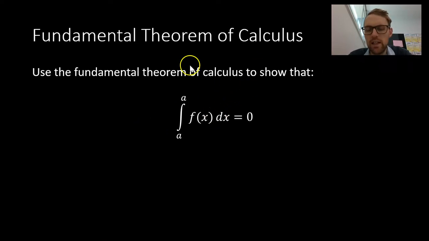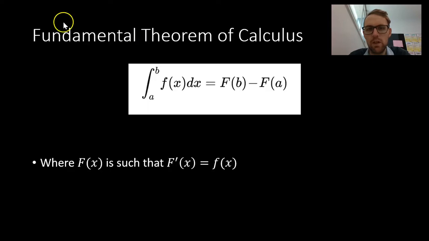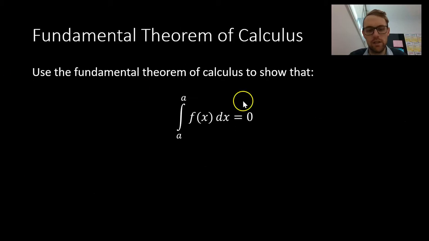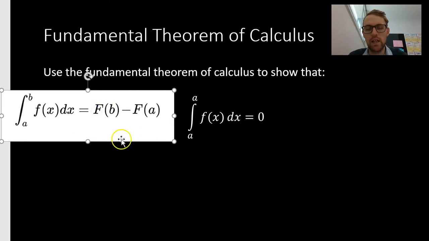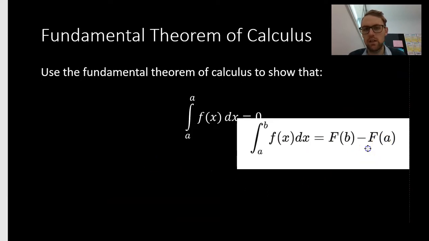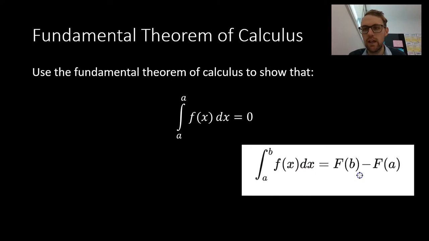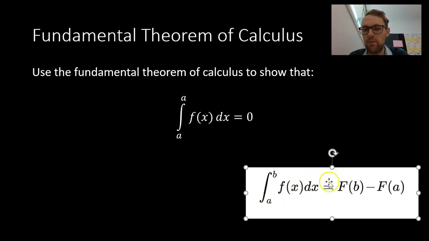All right, so let's have a look at how we use this to prove some stuff. So first of all, we want to use the fundamental theorem to show that the integral from a to a of f of x dx equals 0. Now, I kind of showed you that, but let's have a look using the theorem. So this is our theorem here. We remember that if we take our integral and go from a to b of f of x, it's the same as the integrated function from a to b.